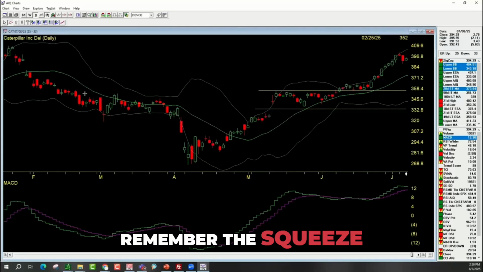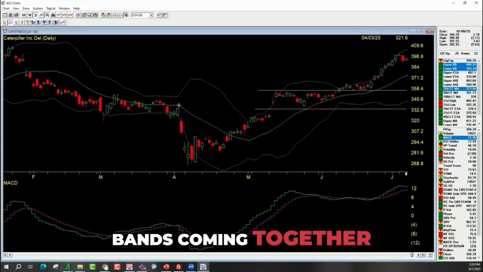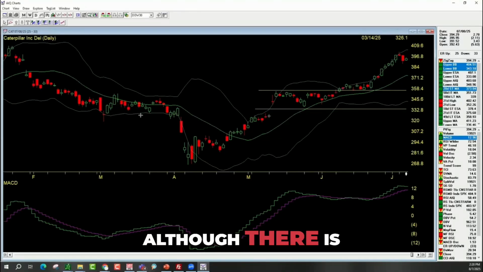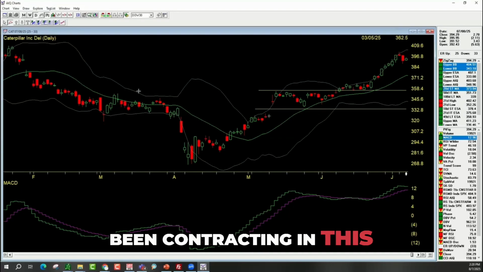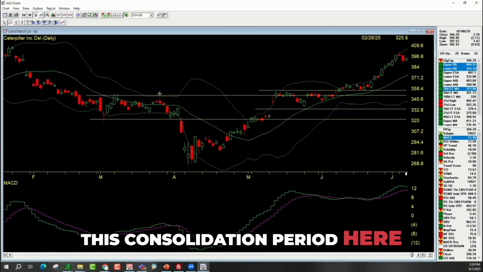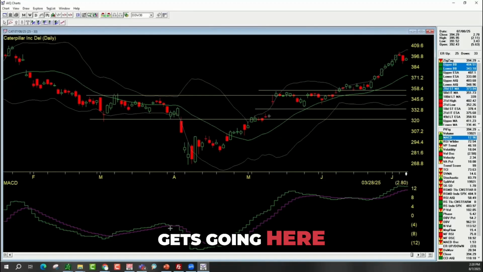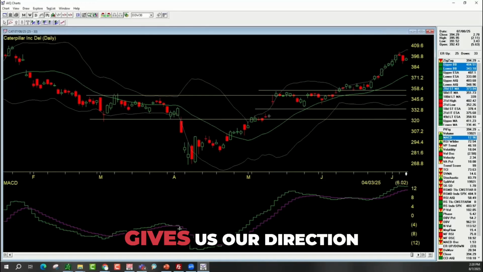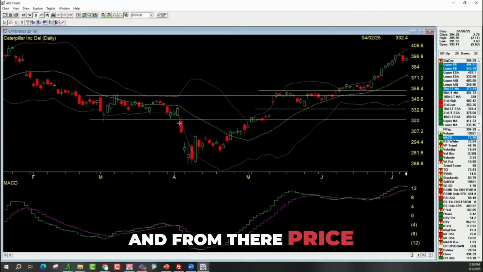So remember the squeeze, we look for the bands coming together. This was less obvious on this, although the bands have been contracting in this period here. It's kind of flattened out a bit from this consolidation period here. The squeeze kind of gets going here. The MACD cuts down here, gives us our direction. And from there, price action moves down.